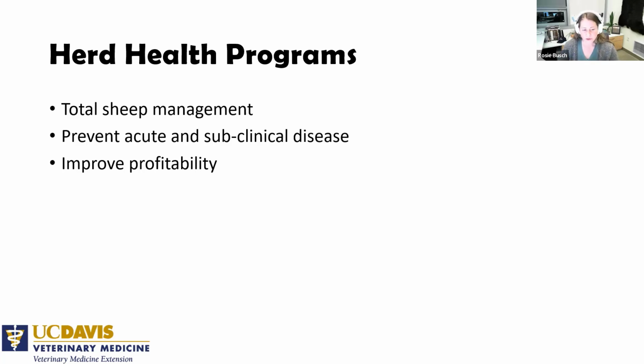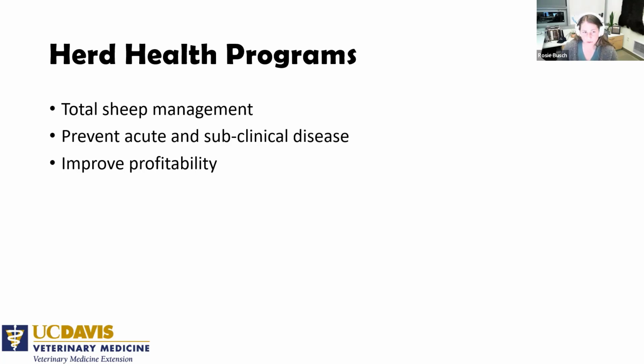Okay, so when we think about herd health programs, we're thinking about total sheep management. So kind of the big picture, annual programs, preventing not only acute diseases, so these events where we have lambs with scours or pneumonia outbreaks, but also these subclinical diseases that impact our animals and maybe we don't really see them outwardly. So we'll talk about some of those.